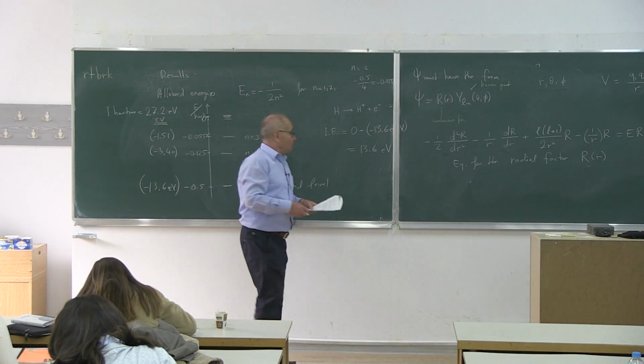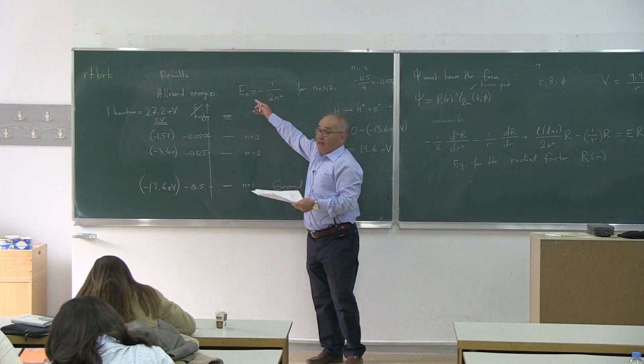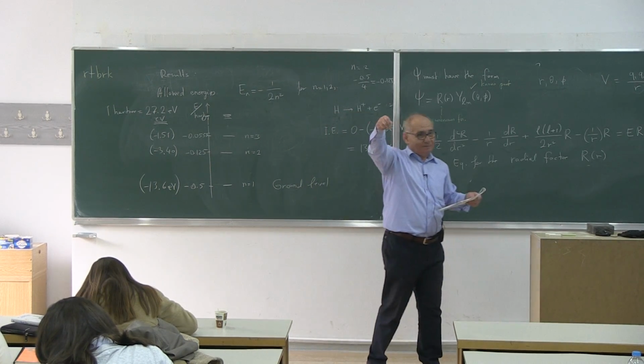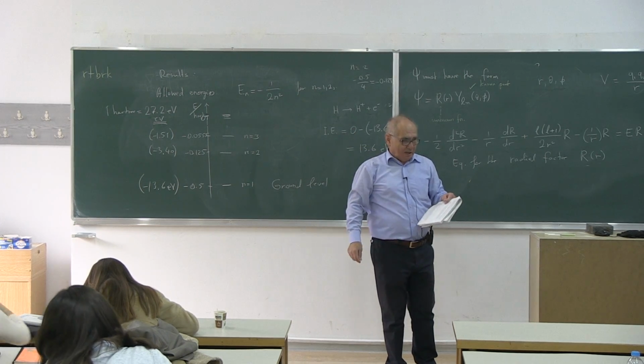Of course, n equals infinity, which gives energy to be 0, corresponds to an ionized electron. The electron is infinitely far away from the proton.